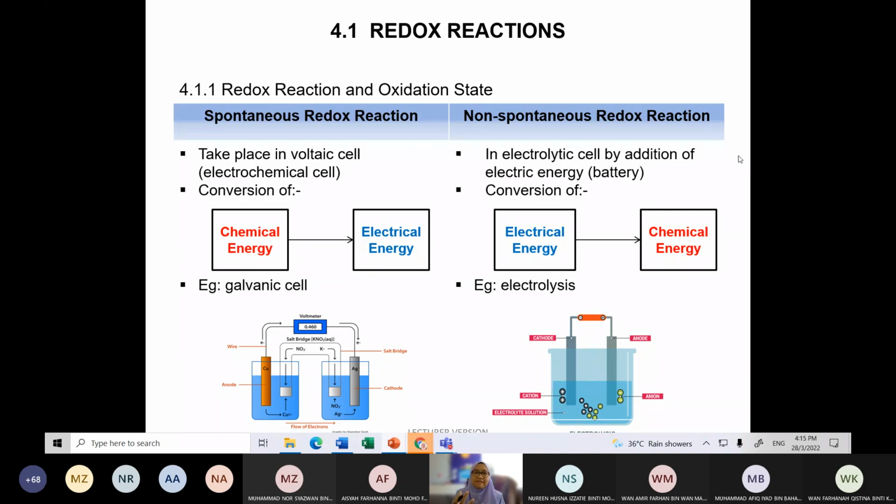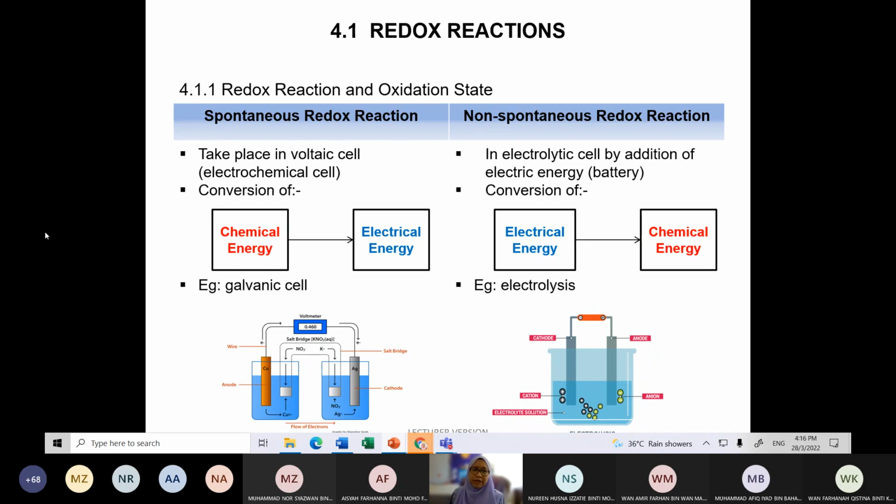The redox reaction itself, there are two types of reaction. Satu, spontaneous. The word spontaneous means it happened naturally. We don't have to put in any energy or whatsoever. It happens naturally. But non-spontaneous is the opposite of spontaneous. Non-spontaneous lah maksudnya it won't happen unless you put energy to it ataupun you put effort to it, then only it can happen.